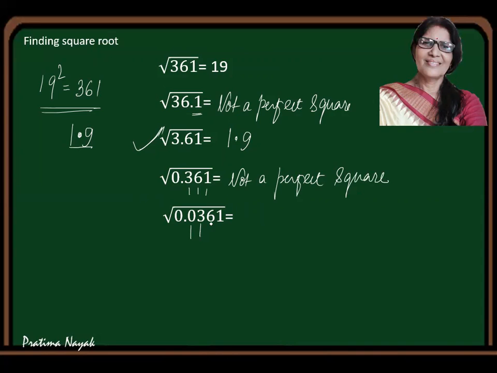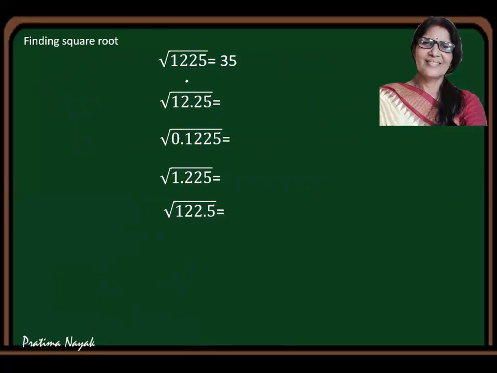Next come to 1, 2, 3, 4. Can it be? Yes. So all these digits 1 and 9 will be after the decimal. When there are 4 digits in the square, in the square root there will be 2 digits. 1225. 35 square is equal to 1225. So 122.25. Its square root will certainly be 3.5.